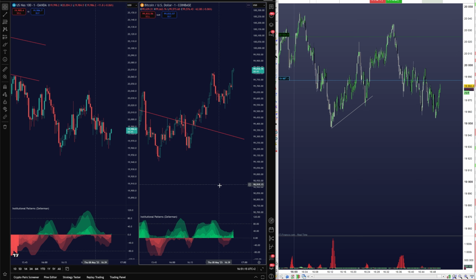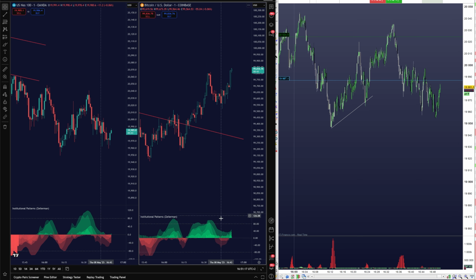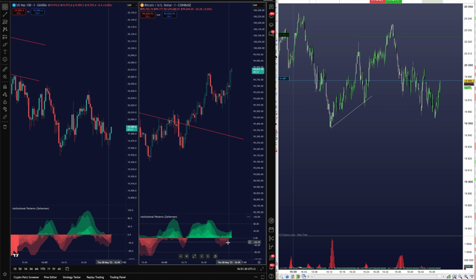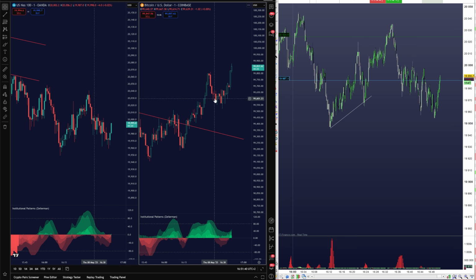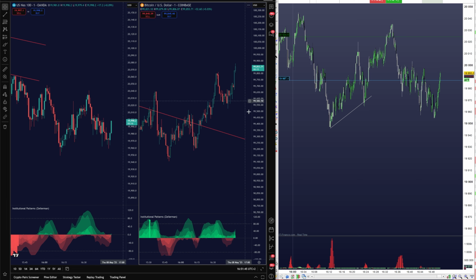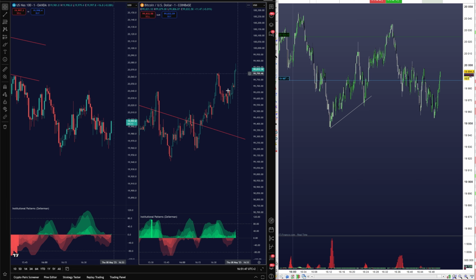So let's analyze the institutional pattern indicator. We can see that we still have these nice columns. The volume order flow has been bullish all the time, right? And this red is just a minor pullback within that flow. So most likely this is just profit taking. That's why the price was going down. And once the profit taking is over, the buyers come in and boom, there we go. The price makes a new high.